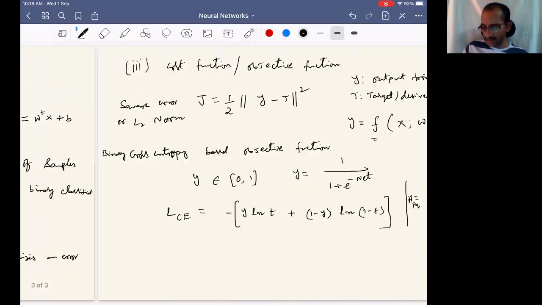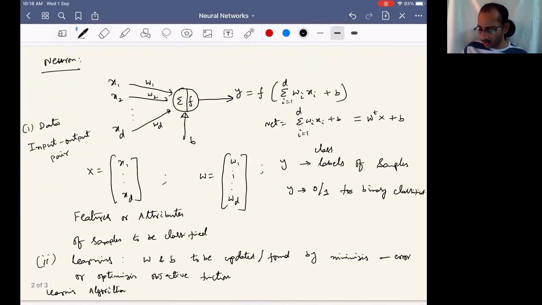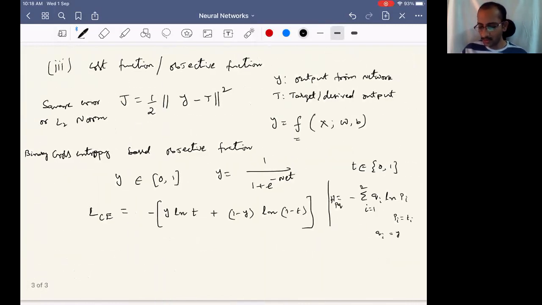Okay. So fine. So this is the cross entropy. And then what we are doing through learning is trying to update the weights or learn the weights such that this loss function or the cost function is minimized, or the objective function is optimized. Okay, so that's what we want to do.